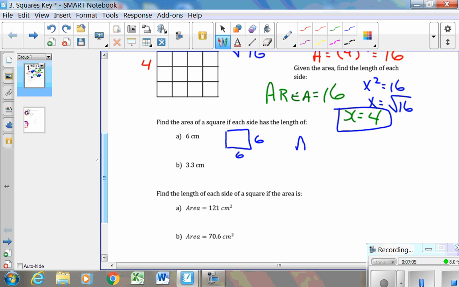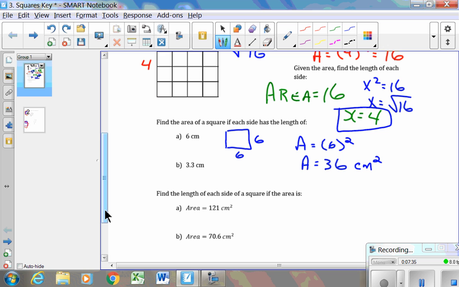So how do I find the area? I'm going to square 6. So this area is 36. And because I have centimeters in here, I'm going to say there would be 36 square centimeters for the answer for A. It's no different than looking at the floor and knowing if you have 6 rows by 6 columns, you'd have 36 square tiles on the floor to give you the area.